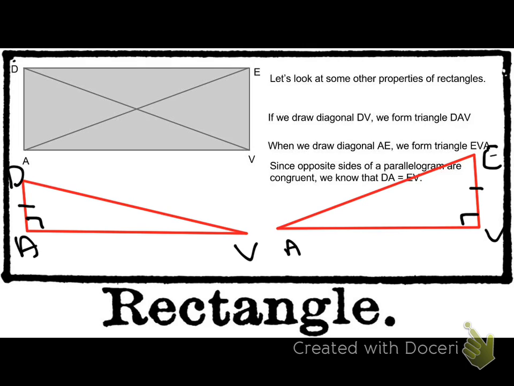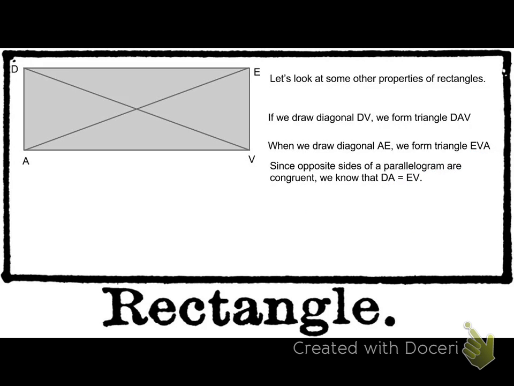AV is congruent to AV. Why is AV congruent to AV, Chase? Reflexive. They're the same side. What do you notice about these two triangles? By side angle side, these two triangles are congruent. Therefore, what's true about DV and EA? Because? CPCTC. Corresponding parts of congruent triangles are congruent.